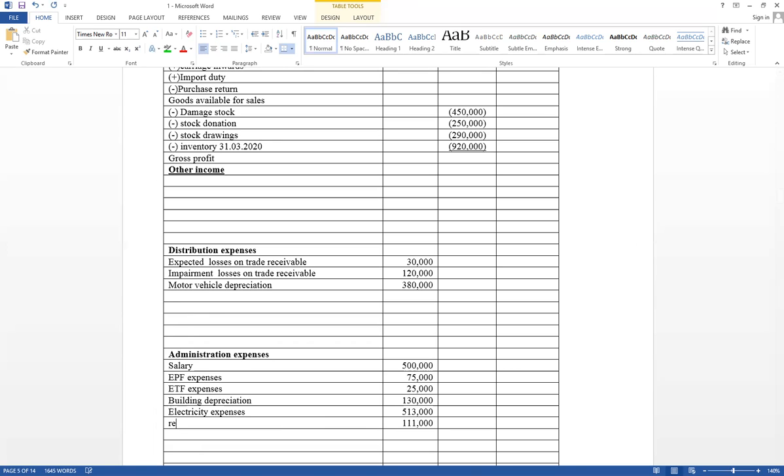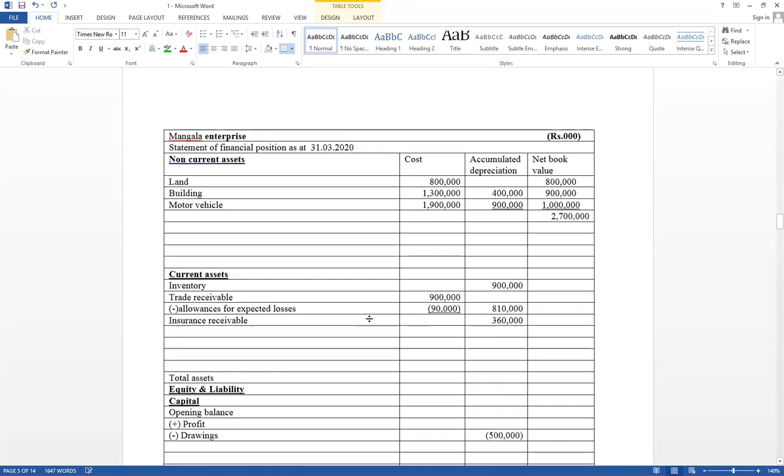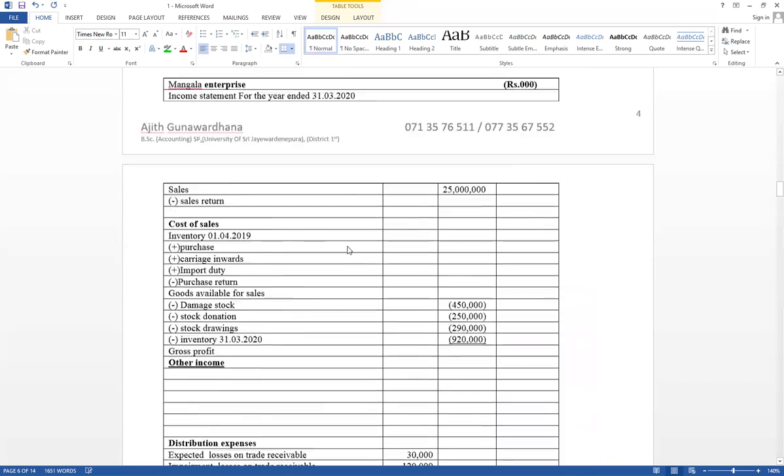Rent expense, and prepaid rent 13,000 should be included under current asset as a prepaid rent.